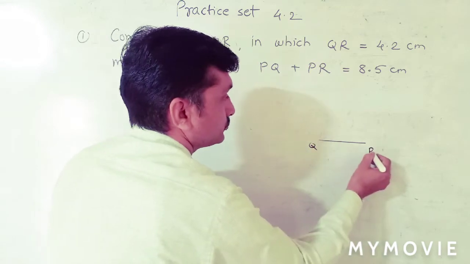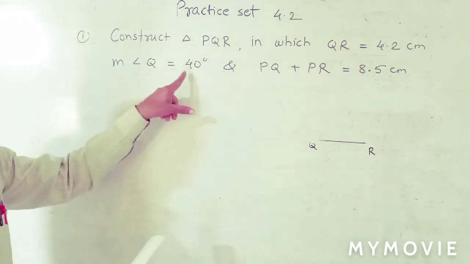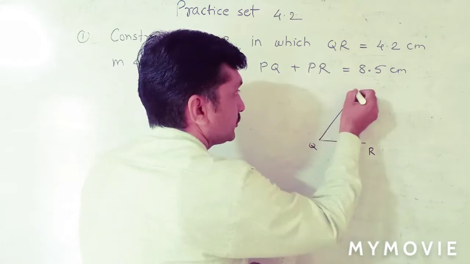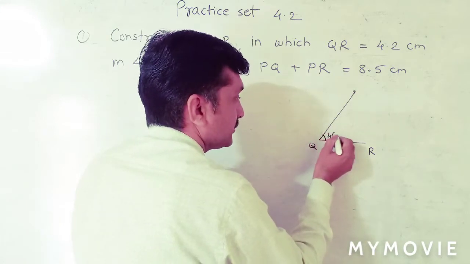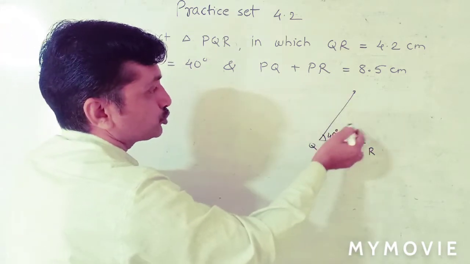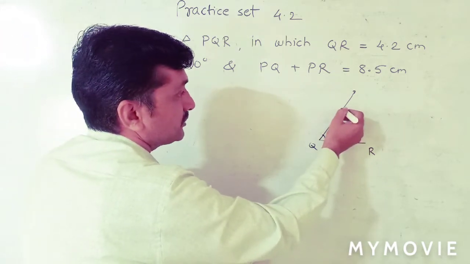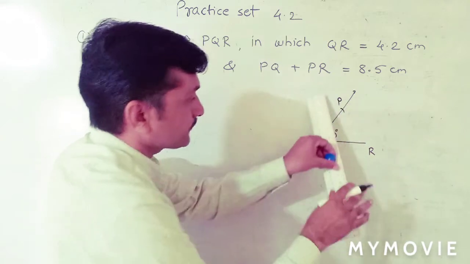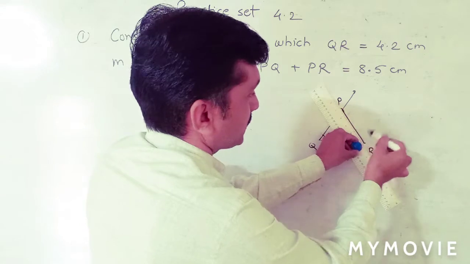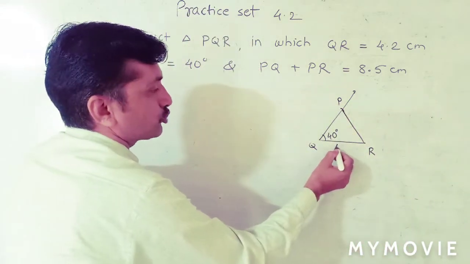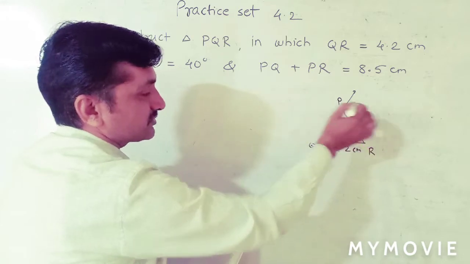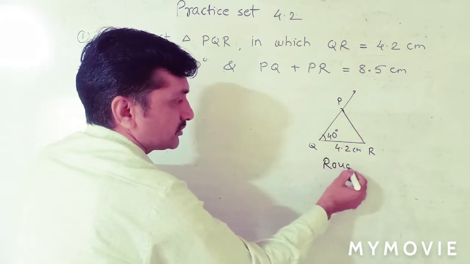QR is 4.2, angle Q is 40 degrees, acute. Here angle Q is 40 degrees, this is the rough figure. And PQ plus PR, the sum of the remaining two sides, is 8.5. P will be here, and this is PR. QR is 4.2. And the sum is given, we cannot show it here, but the sum is 8.5. This is a rough figure.